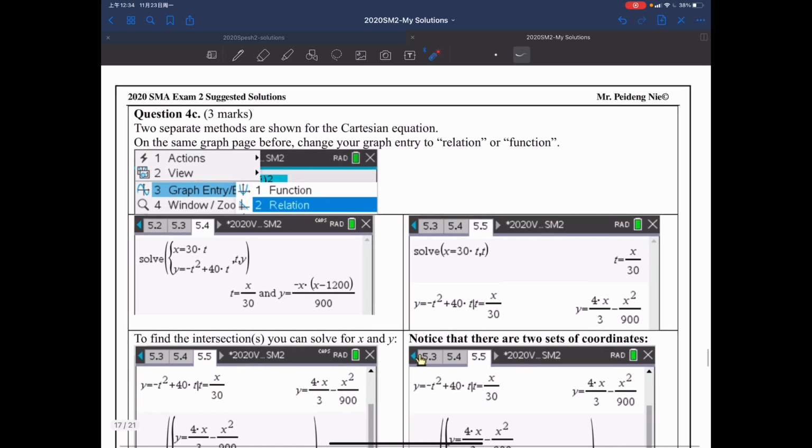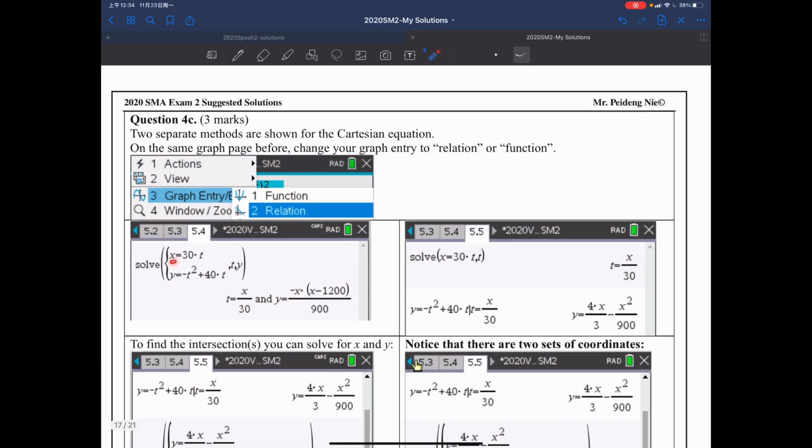My approach was solving x equals 30t, y equals minus t squared plus 40t for t and y. Then this is my Cartesian equation without any t. Or you could just solve for t first, then substitute t into your y function. And finally, you get your Cartesian equation like that. Notice that these two are the same thing, but it will be easier to draw that because you can realize its x-intercepts, 0 and 1,200.